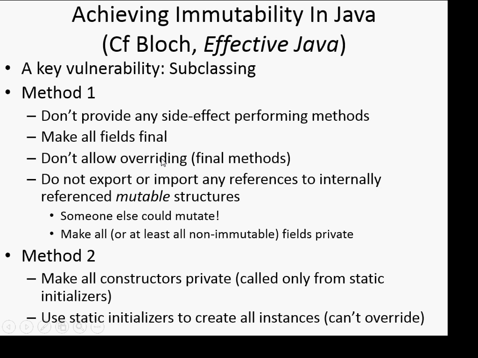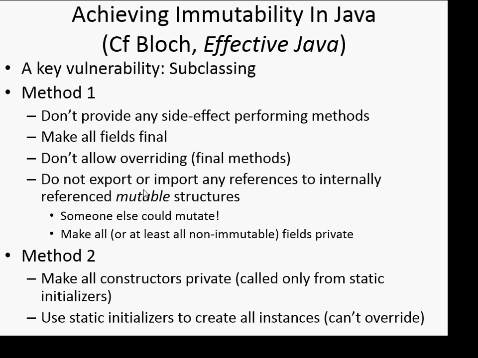We don't allow overriding, so we have final versions of the methods so that they can't be overridden, for example. And we don't give out any references to internal data structures we're using that are mutable. Here, if we don't allow overriding, we're guaranteed that all subtypes are also immutable. Of course, you can allow for overriding by not having final methods, but then you're counting on subtypes needing to be immutable. And you want to document that you're counting on that.